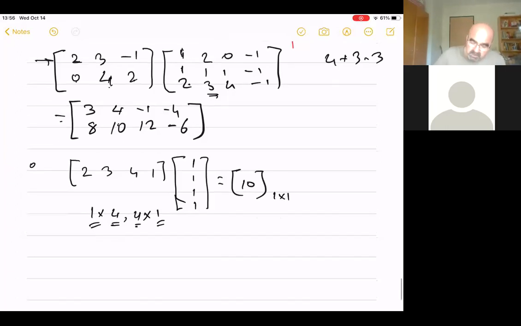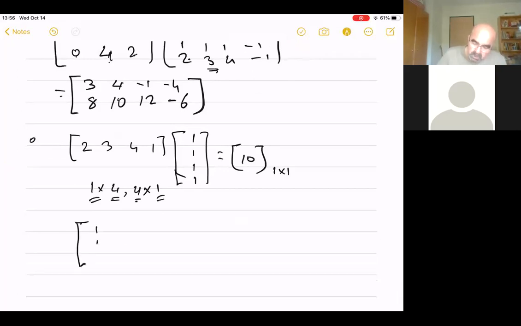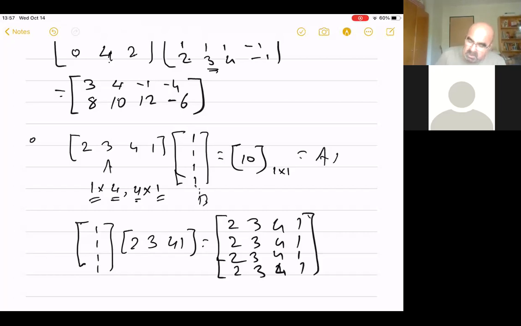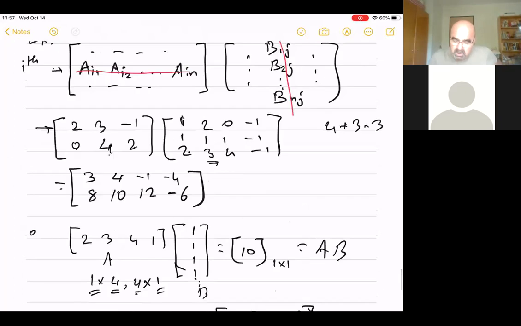That's right. But if you multiply the other way, for example, 1, 1, 1, 1, and 2, 3, 4, 1, then the situation is completely different. Because 1 times 2 is 2, 1 times 3 is 3, 1 times 4 is 4, 1. I wish I had chosen different numbers. Anyway, so it is 2, 3, 4, 1, 2, 3, 4, 1, 2, 3, 4, 1. If you call this matrix A, that matrix B, this is A times B, but this is B times A. In this case, it's possible, but in the above example, A times B is defined, but B times A is not defined. Here, BA is not defined.